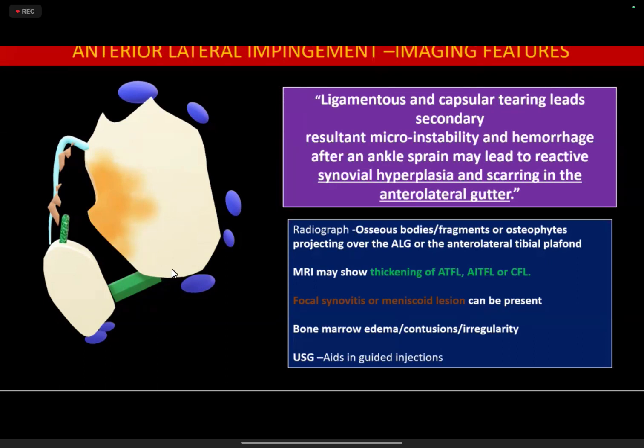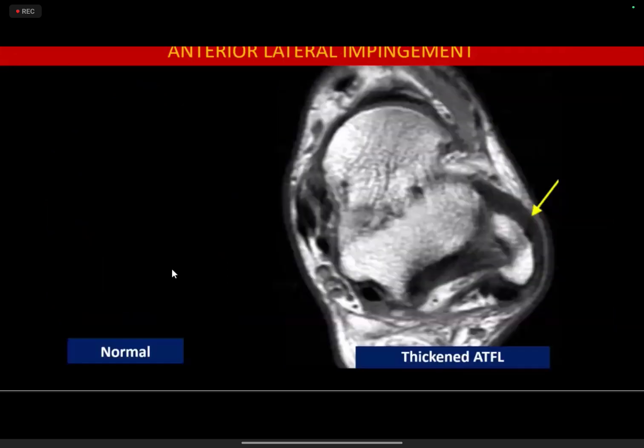Apart from this, we can also see some other structures, for example, Bassett's ligament. Sometimes we can see small ganglia in the anterolateral tibial plafond. Sometimes there might be avulsed osseous fragments or syndesmotic ligament complex injury, which can present with anterior lateral impingement. Ultrasound aids in diagnosis as well as guided injections. Let us go through a few cases of anterior lateral impingement.